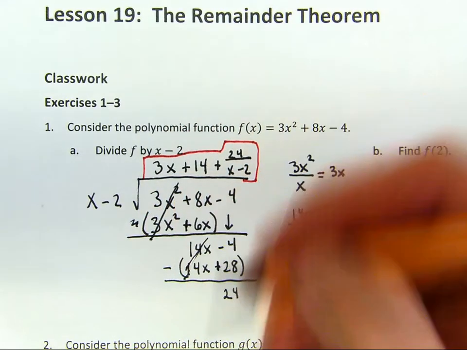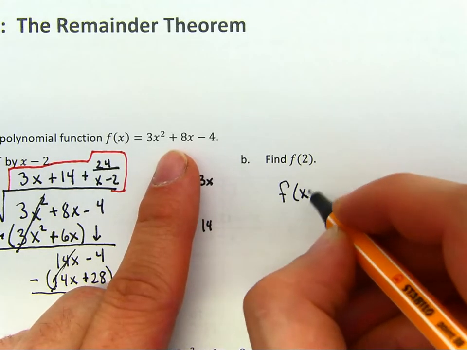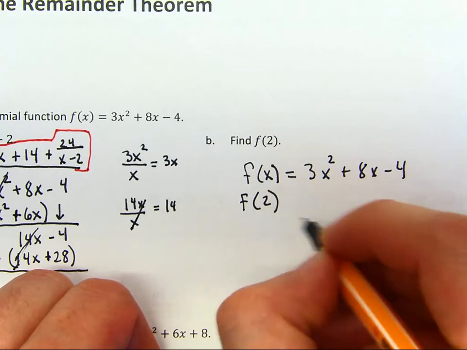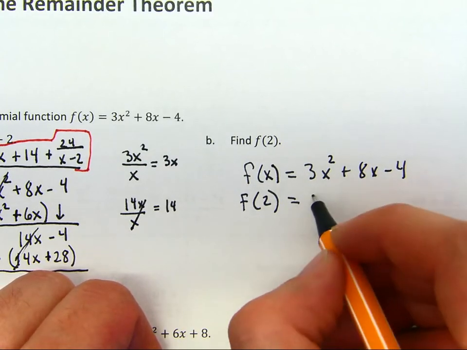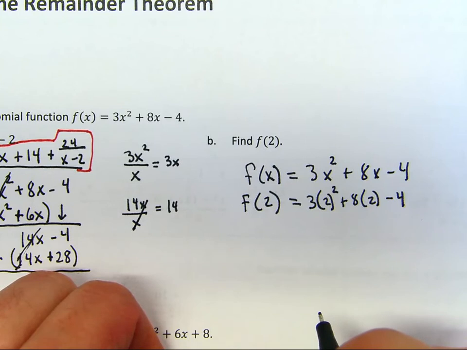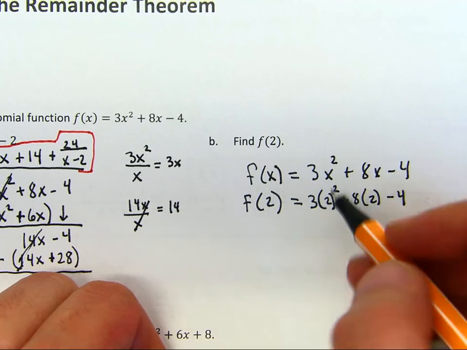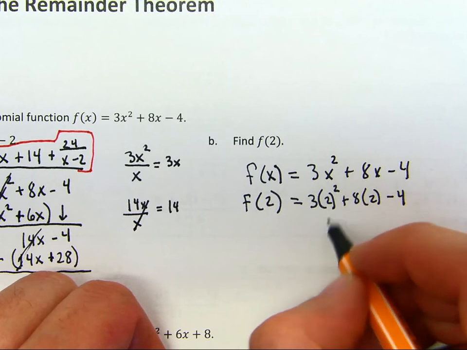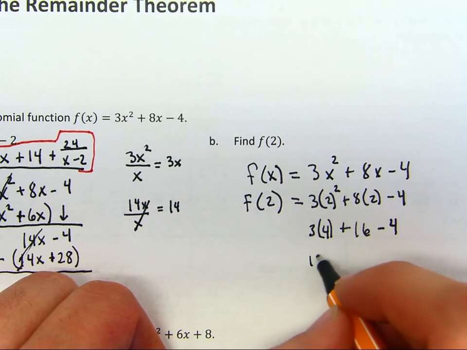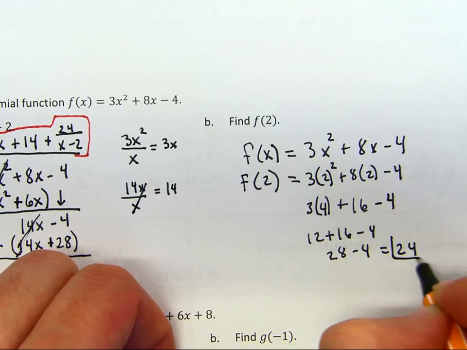Now, let's find f of 2. What does it mean to find f of 2? If I know f of x is equal to 3x squared plus 8x minus 4, what is f of 2? Anywhere we see the x, we just plug in the 2. So this is 3 times 2 squared plus 8 times 2 minus 4. How do we evaluate this? If you say 3 times 2 is 6 squared, that is absolutely wrong. Remember, we have to use PEMDAS. So 2 squared is 4, and this becomes 4 times 3 plus 16 minus 4. This becomes 12 plus 16 minus 4, then 28 minus 4, and that's equal to 24.